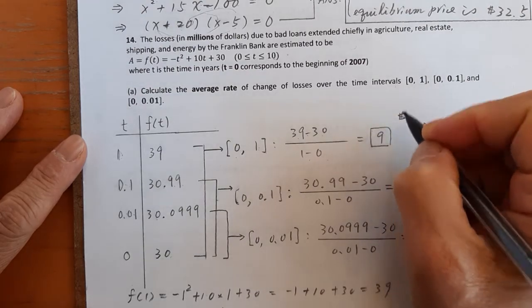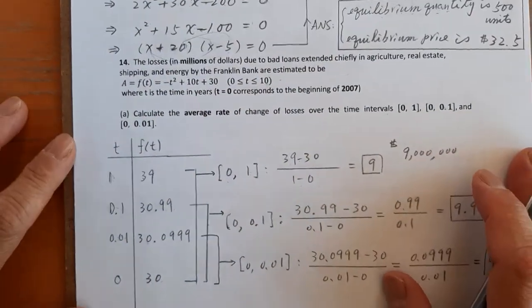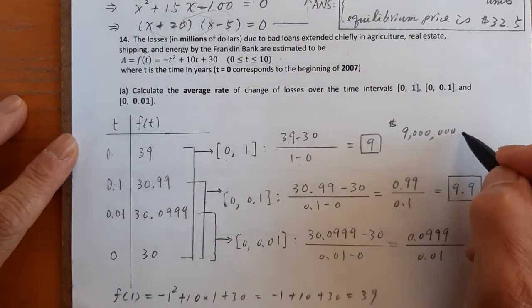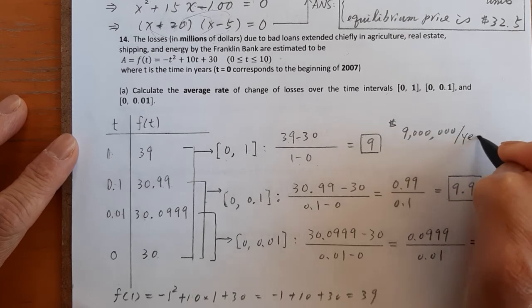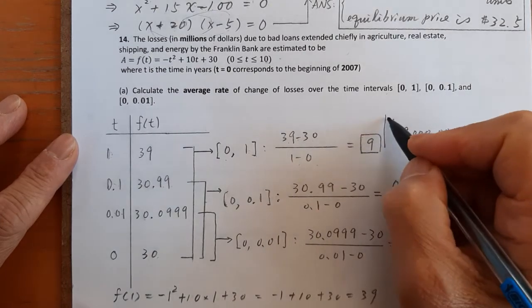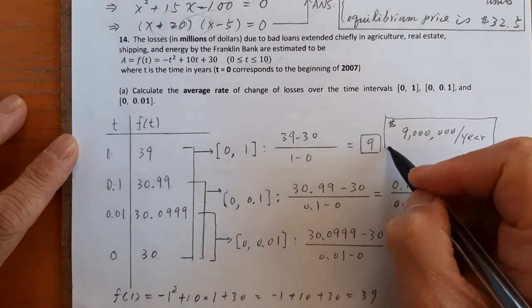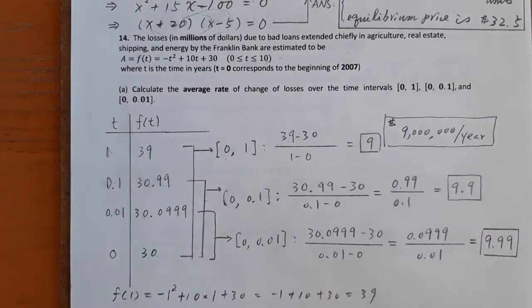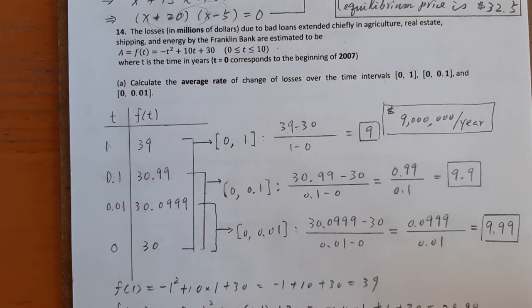$9 million. Losses in million dollars, $9 million per year. So in this interval between 0 and 1, the losses are $9 million per year.